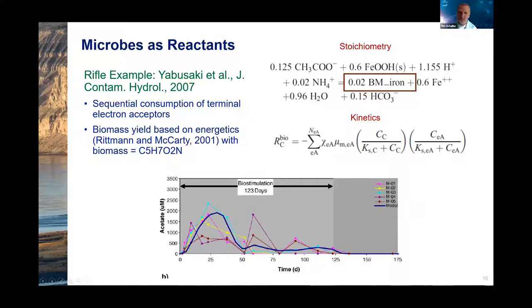And an example here is shown where they injected acetate into the system, monitored it at a number of monitoring wells shown in the various colored symbols, and then simulated it in the model with this dark blue curve. And you can see they injected acetate over a period of 123 days. That was the biostimulation period, and then monitored what happened in this system.